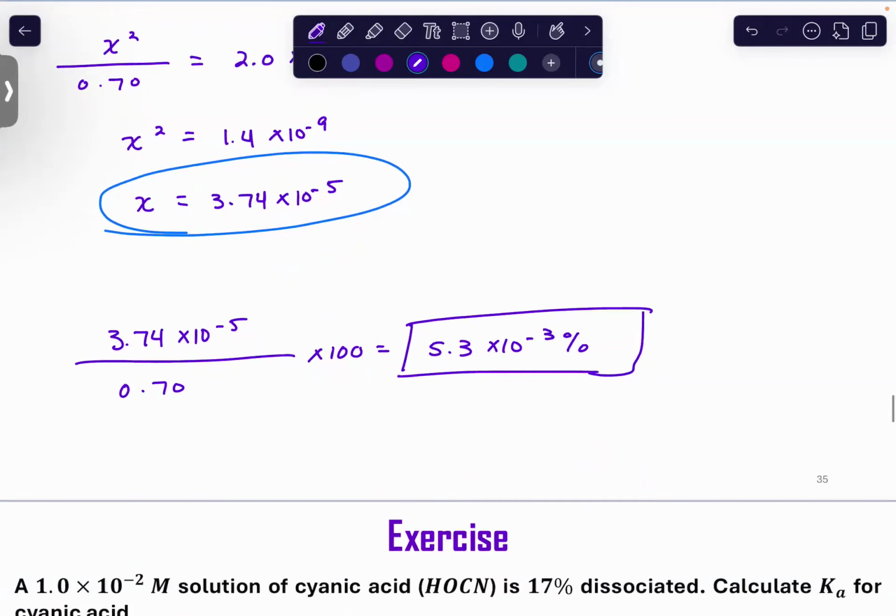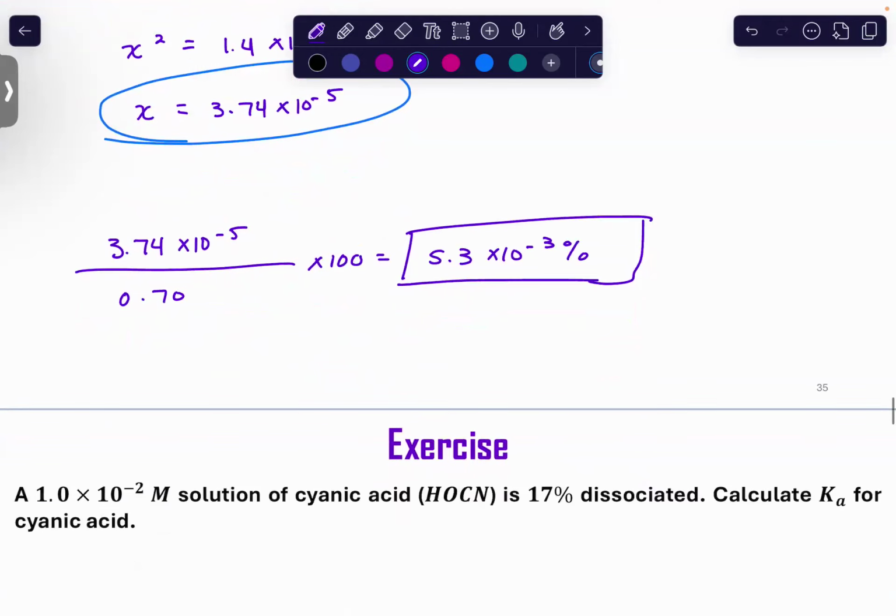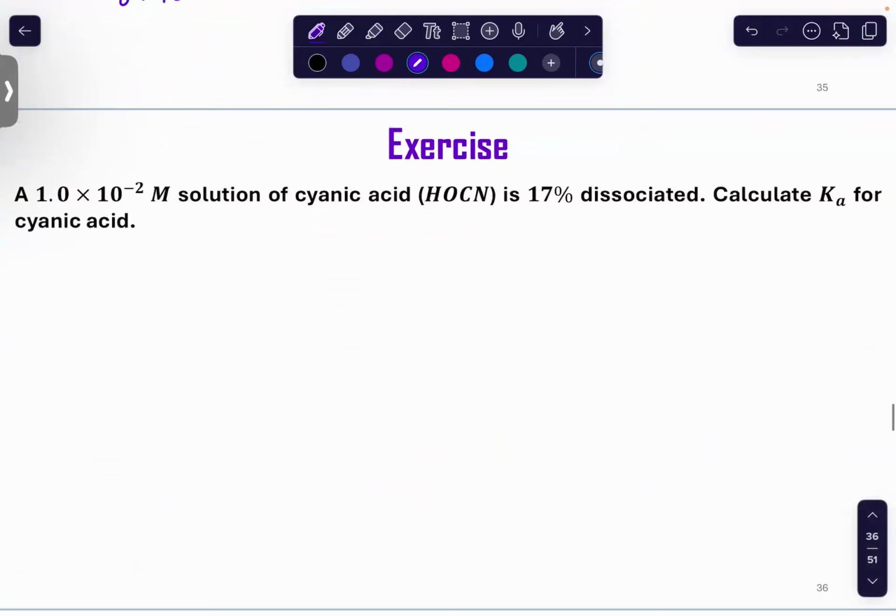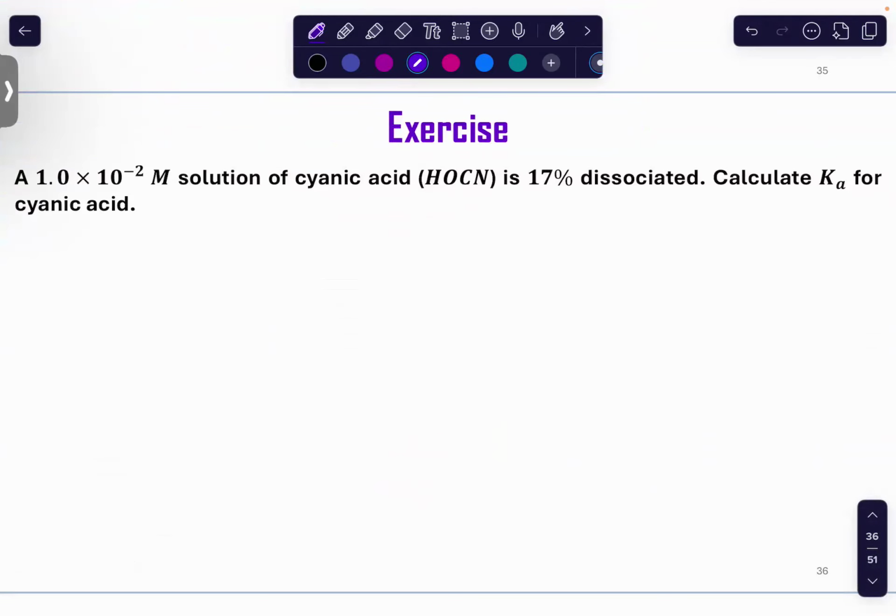Now that's percent dissociation going forward. What about going backwards? You have a 1.0 times 10 to the negative second molar solution of cyanic acid. 17% dissociated. Calculate the Ka for the cyanic acid. Okay. Well, let's start with our ice table.